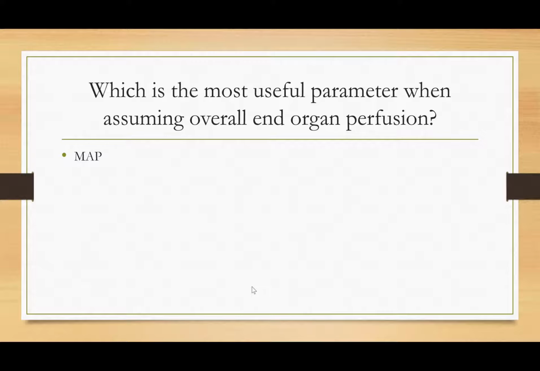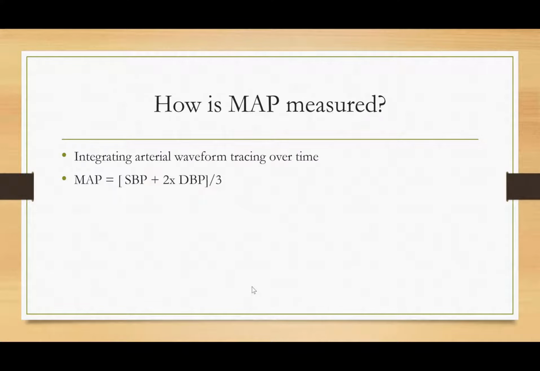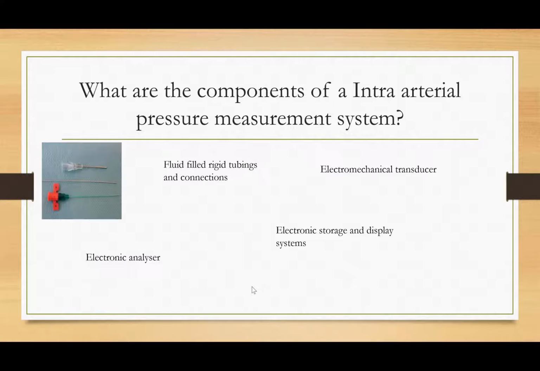So what is the most useful parameter when assessing overall end organ perfusion? It is the mean arterial pressure. So we should always go with the mean arterial pressure. How is the mean arterial pressure measured? It is measured by integrating the arterial waveform tracings over time. Otherwise, we can also calculate mean arterial pressure by this formula: systolic plus 2 into diastolic, the whole divided by 3.